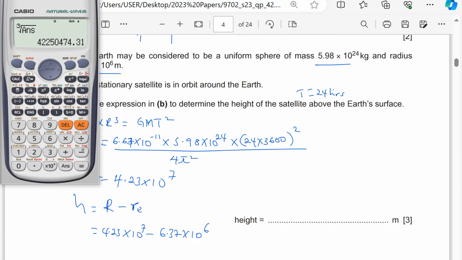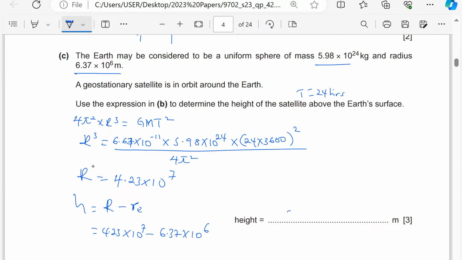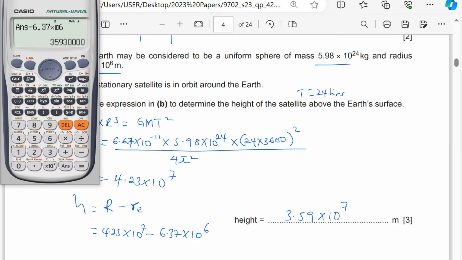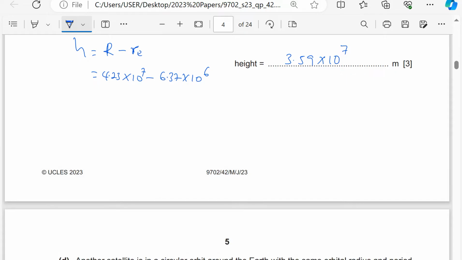So I'll just say 4.23 exponent 7 minus 6.37 exponent 6. So this is giving me 3.59 times 10 to the power of 7. Yes, that is the height. Gravitation is very easy.